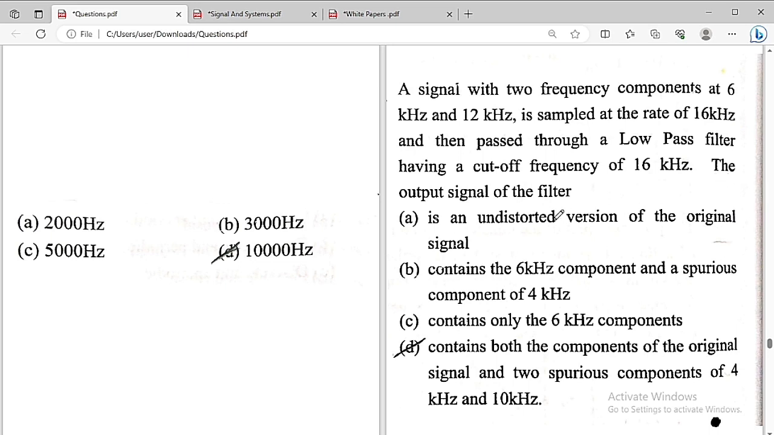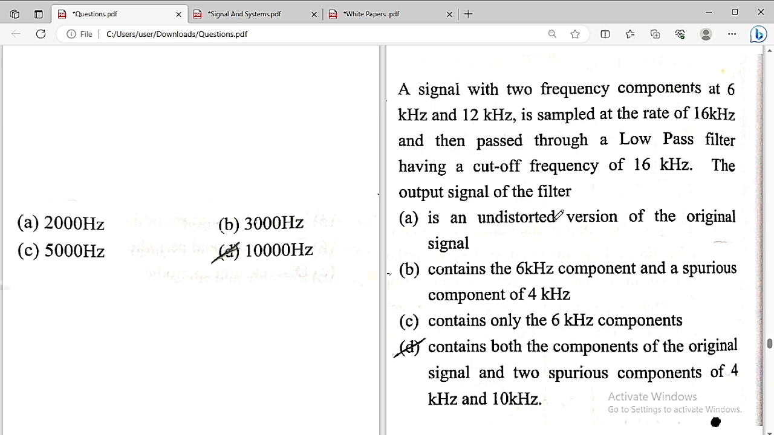So basically they are saying that there is a signal which has only two frequency components, 6 kilohertz and 12 kilohertz. Now it is sampled at the rate of 16 kilohertz. Then the signal is passed through a low pass filter having a cutoff frequency of 16 kilohertz. We need to figure out what frequencies are present in the output signal of this filter.